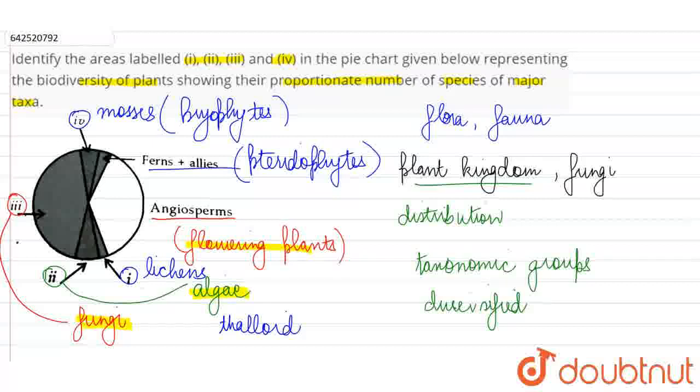So in this pie chart representing the biodiversity of our plant kingdom, the area labeled 1 represents lichens, area 2 is going to represent the algae, 3 is the fungi, and 4 is the mosses, that is our bryophytes.